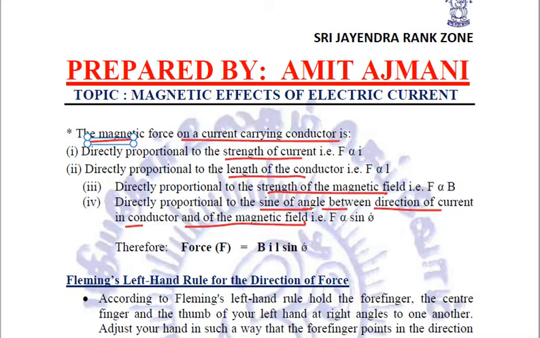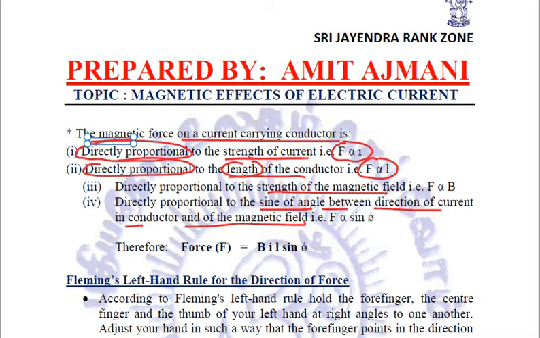The magnetic force on a current carrying conductor is directly proportional to the strength of current. That is, force F is directly proportional to current I. If we increase the amount of current, the amount of force will also increase. This force is directly proportional to the length of the conductor. F is directly proportional to L. If we increase the length of the conductor, the force is also going to increase.